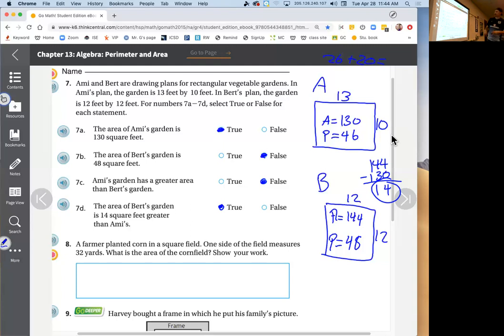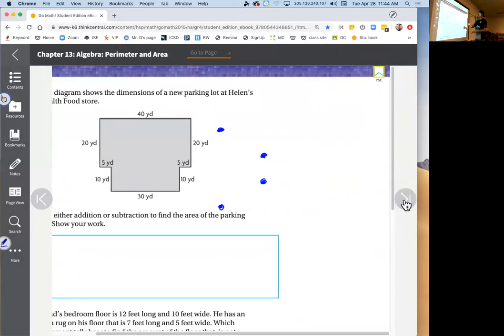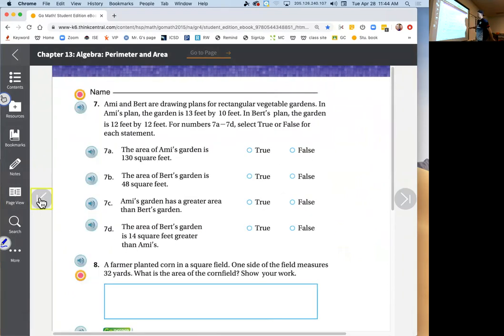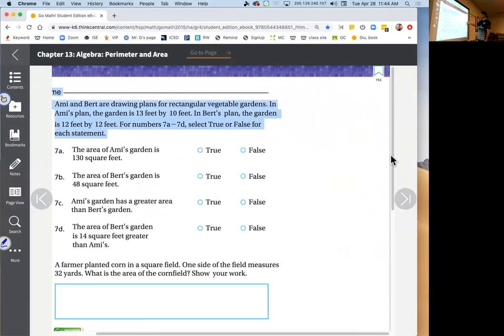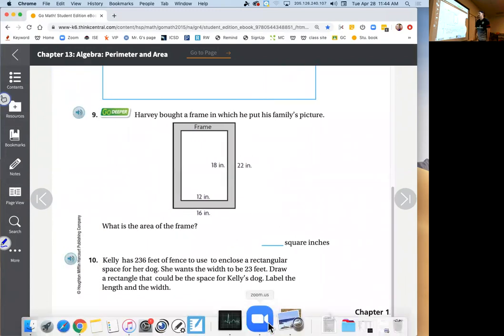Okay, let's jump to 9. I think 9 is a fun one. You guys love these, don't you? Oh, that's 11. 9's back on the previous page down at the bottom. Number 9. Harvey bought a frame in which he put a family picture. What is the area of the frame?